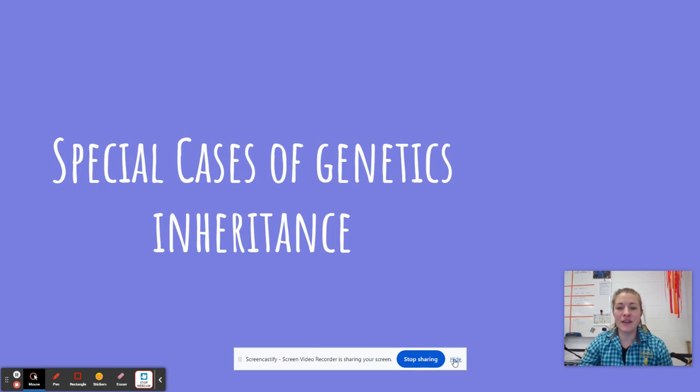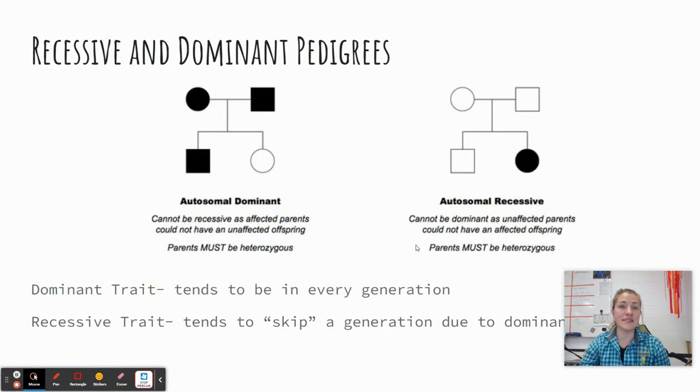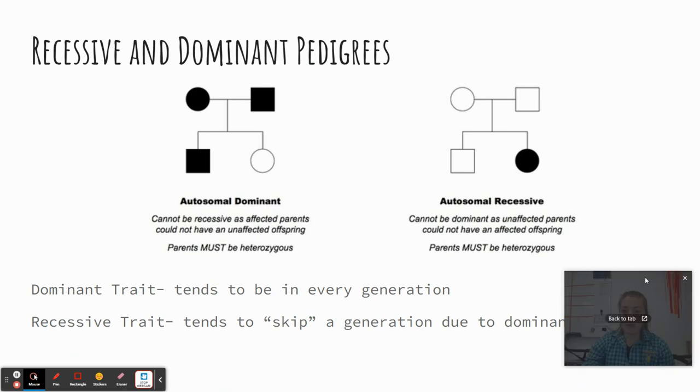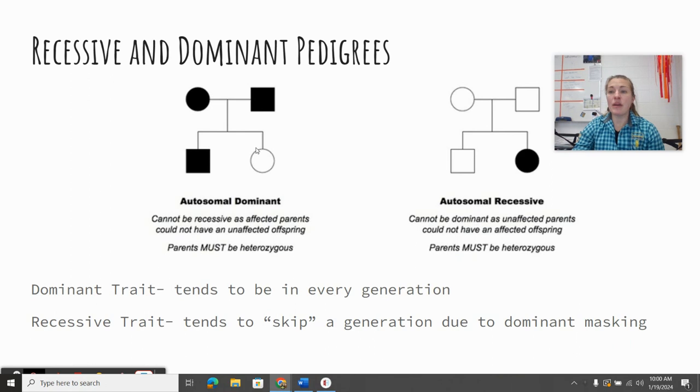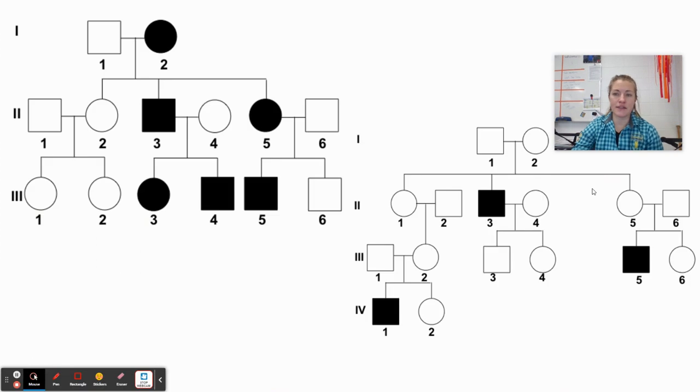So once again, we have some special cases of genetic inheritance. So we have recessive and dominant, especially with pedigrees. If we remember from last time, if we have a pedigree with females who are circles and males who are squares, where more of them have the trait, so they are colored in, that means it is most likely going to be a dominant trait. If we have a pedigree where fewer of them are colored, that's probably going to be a recessive trait. As an example of that, this pedigree up on top has it in every generation, and we have a little bit more.